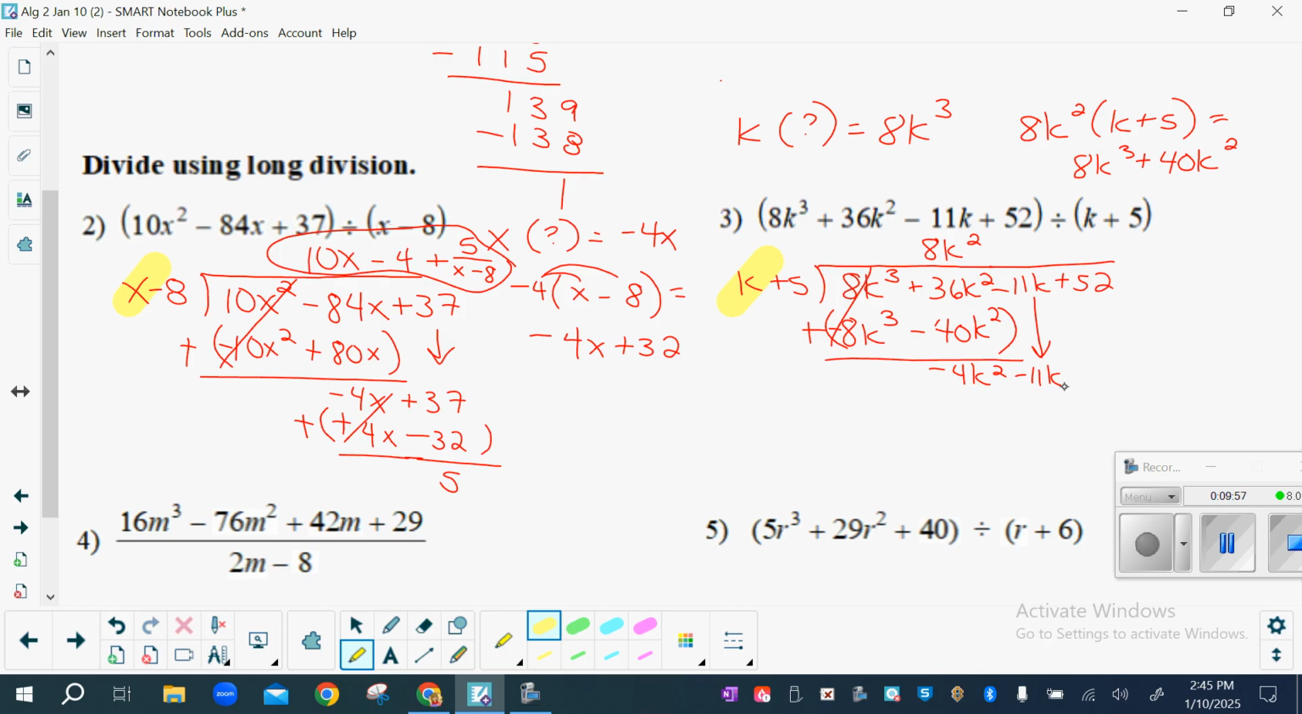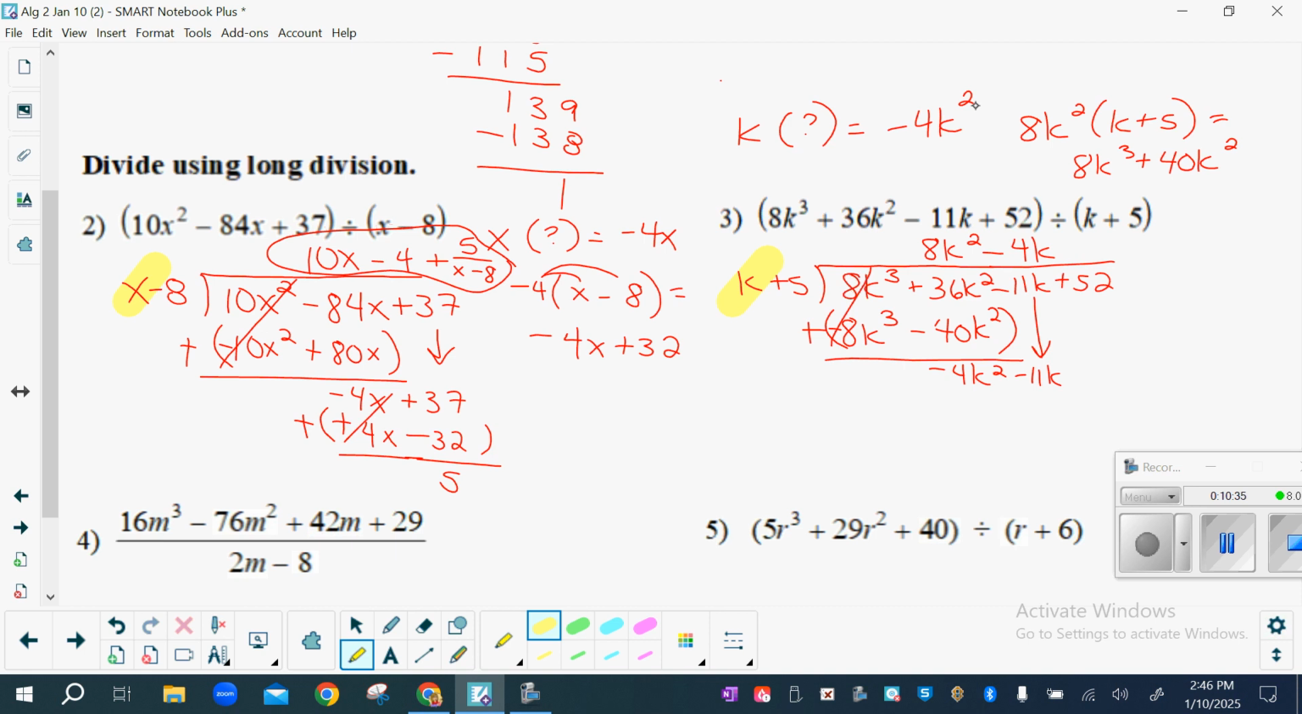This might be the hardest step. What do we do next? You know what we do next, Tia? Sorry, I thought you were starting to say it. We want to know what we multiply k by to get negative 4k squared. That would be a negative 4k. Does that make sense? And that's where we got the negative 4k from. You don't have to write this down. If you can do that in your head, fantastic.